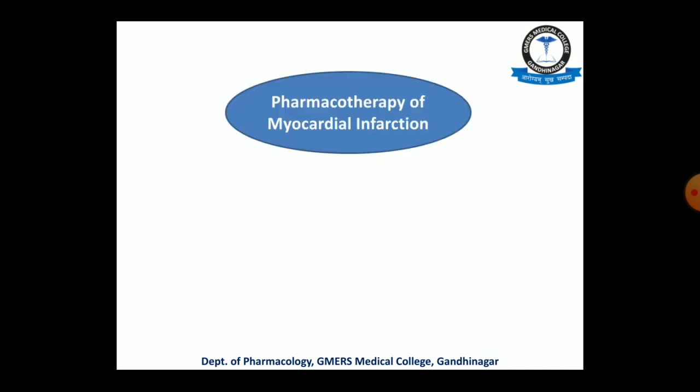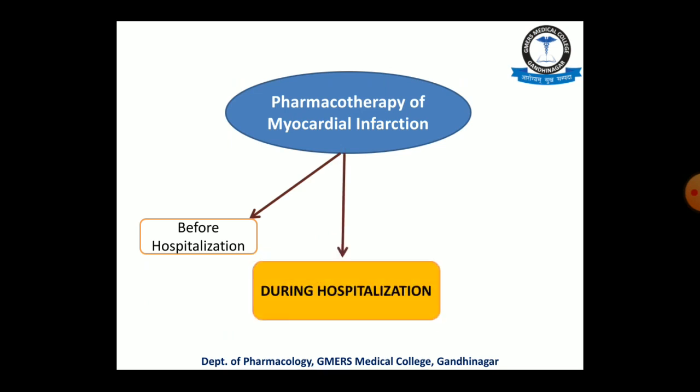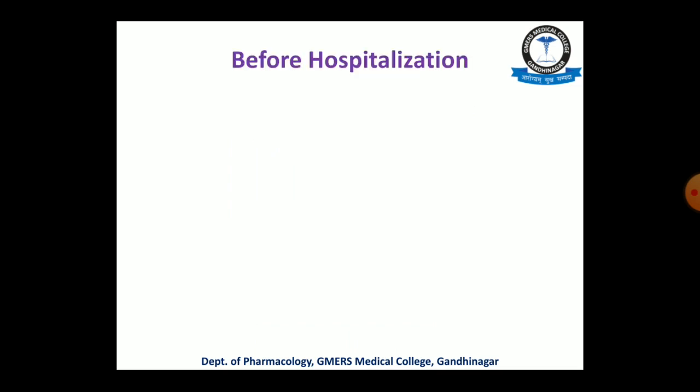So pharmacotherapy of myocardial infarction: it is an emergency condition, and the treatment is divided into three parts. The treatment that is given before the hospitalization, there are certain drugs that are given at home or during the transit to the hospital. Then the major amount of the treatment is given during the hospitalization in the ICU, and certain drugs are prescribed and certain non-pharmacological measures are advised after the discharge for the secondary prophylaxis. Now, which treatments are given before the hospitalization?